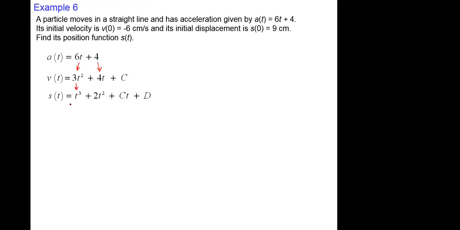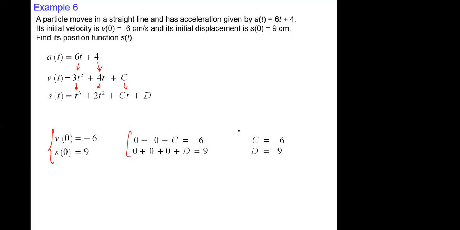3t squared is t cubed, 4t is 2t squared, c is ct, and plus the constant d. And now I can follow the same steps like I did for the previous problem. If I took the velocity equation and substituted 0, I will get a value of -6. If I take the displacement and substitute 0, I will get 9. As we can see, c equals -6, and d equals 9. That was nice.